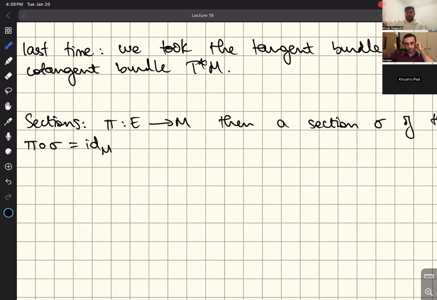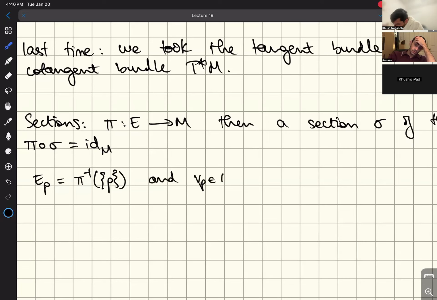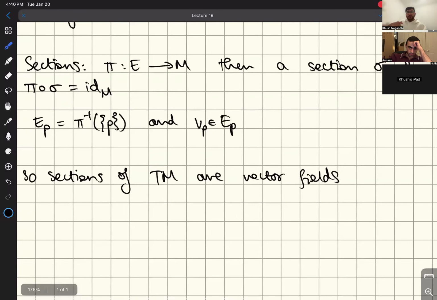Basically, at each point on M, you give a vector or some object in the fiber of that point. So in this case, E is the fiber and M is the vector? No, the fiber would be E_p, so pi inverse of the point p is the fiber, and v in E_p is a vector. Okay. So sections of TM are vector fields, because at each point you're giving a vector.